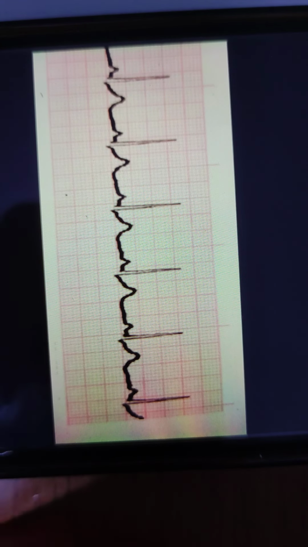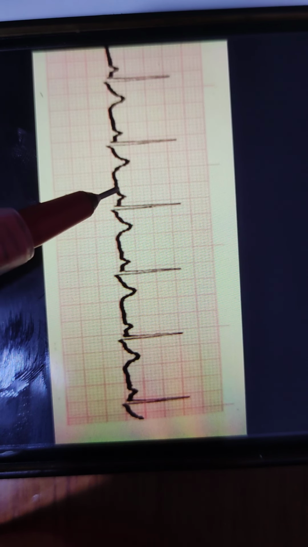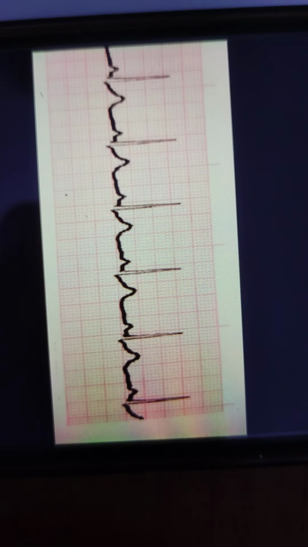Before that, I just want to show you this graph. This is the P wave, Q, R, S, and T. See here, this is the P, Q, R, S, and T. P, Q, R, S, and T. So now let us see how to calculate the heart rate in this patient.